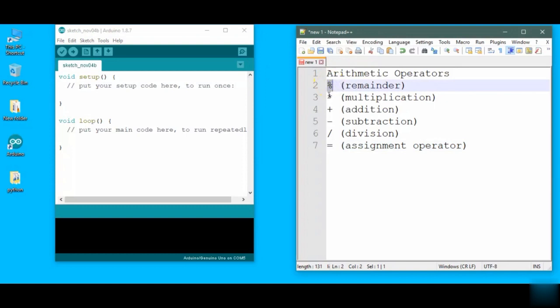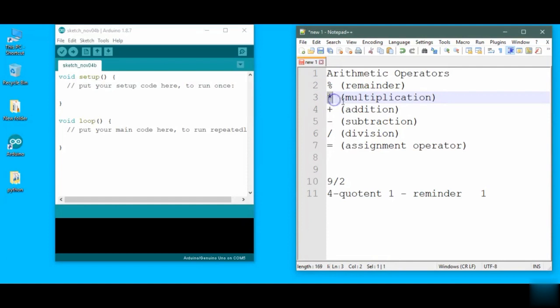So what a remainder is: if I divide 9 by 2, the quotient I will get is 4, and there is one extra number here that is known as the remainder. So I have 4 as the quotient, that is my divisible number, and 1 as the remainder. This operator similarly provides us the value of the remainder, and the rest we have the multiplication.